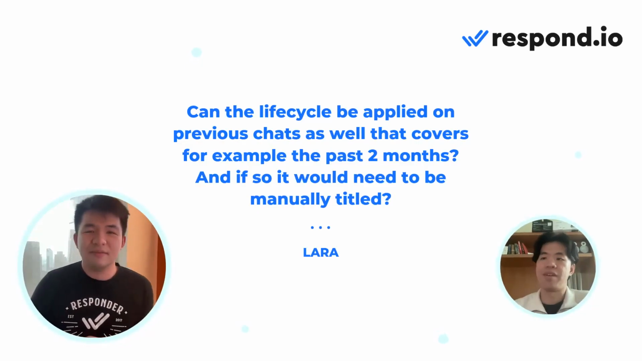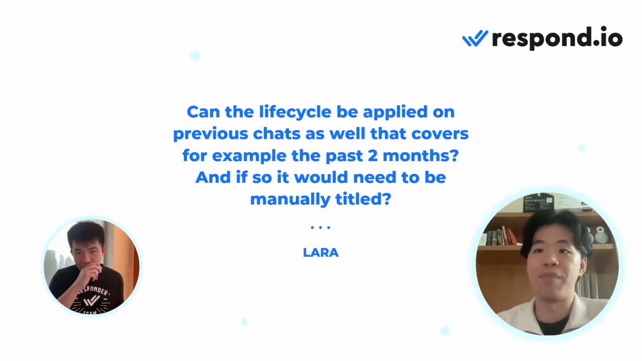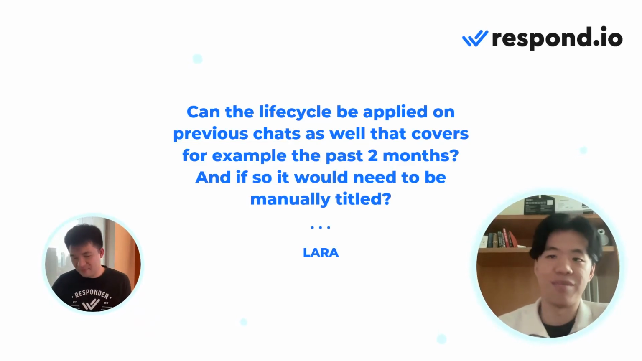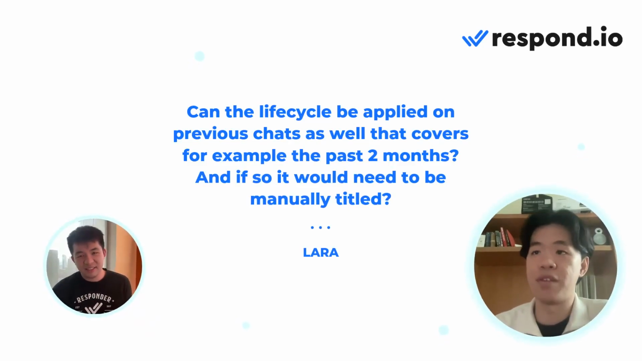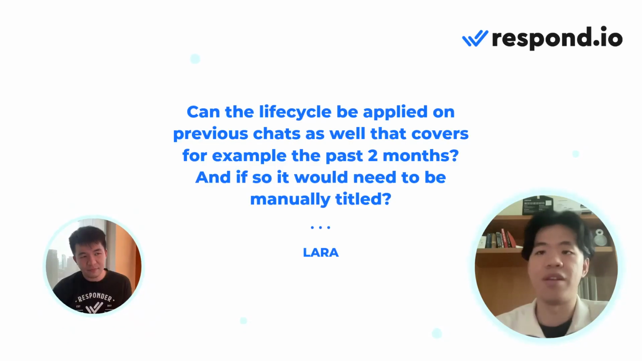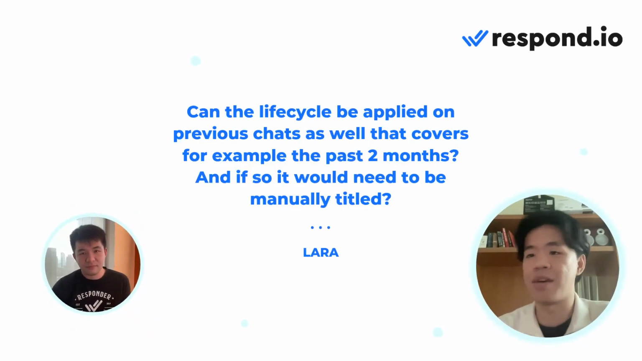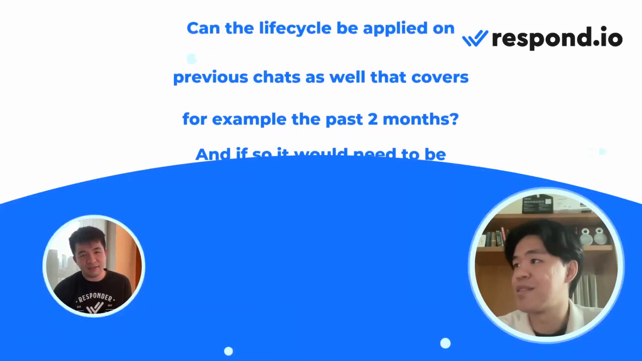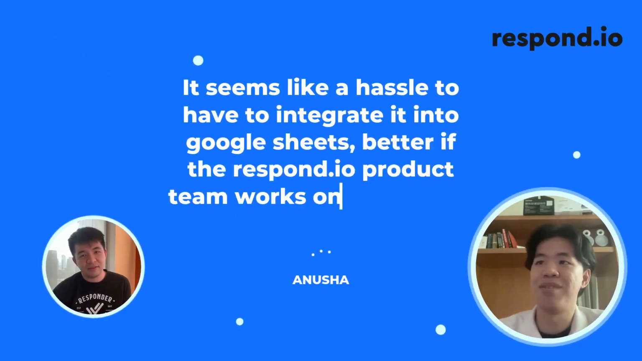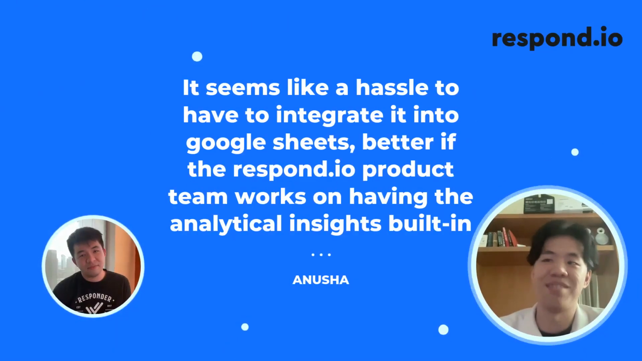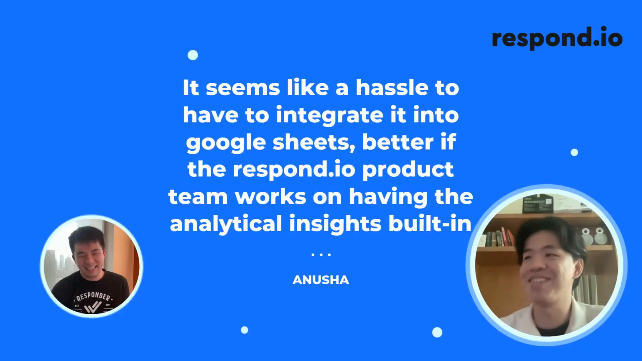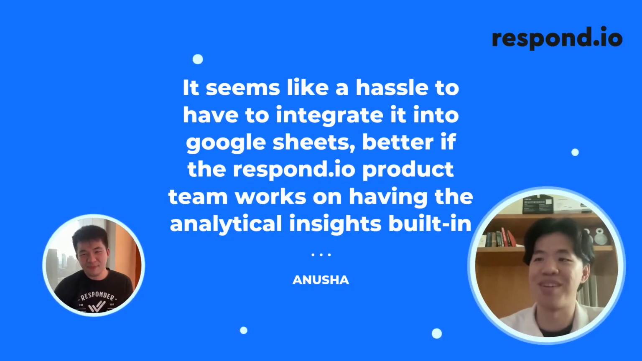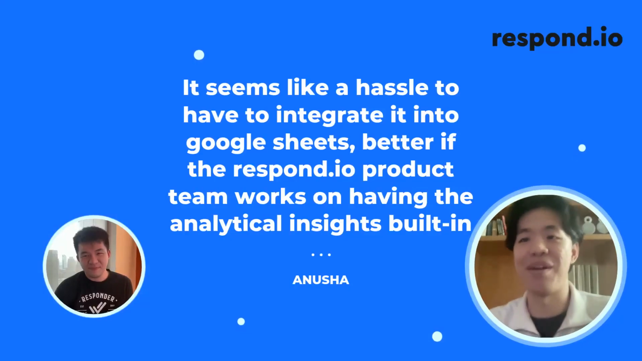So basically, you just have to manually apply the stages to all the previous contacts that you have chatted with, if you're interested to categorize them. If not, you can just move forward with the contacts coming in now and moving forward. All right. Next. It seems like a hassle to integrate in Google Sheet. Yeah. So another question about analytics. Yes. We are in the process of planning and we want to release the analytics feature for Lifecycle.